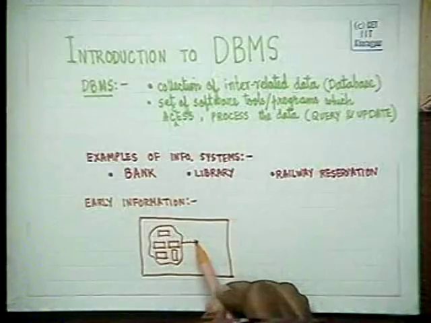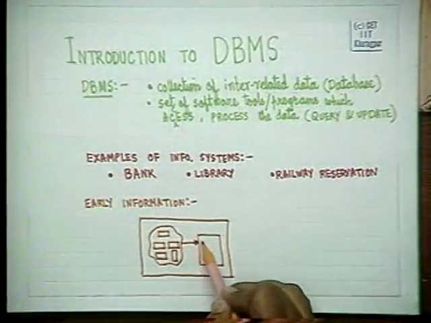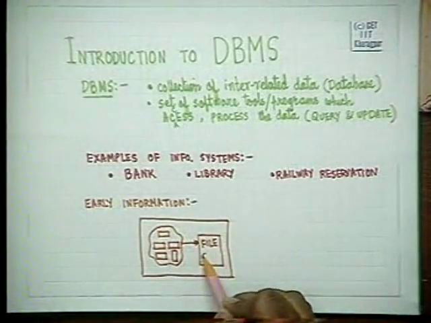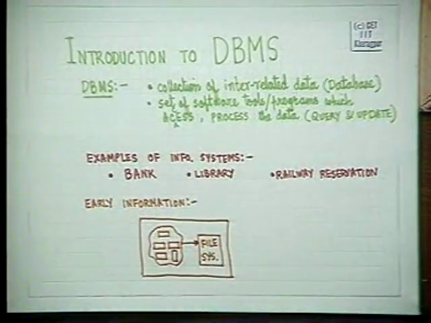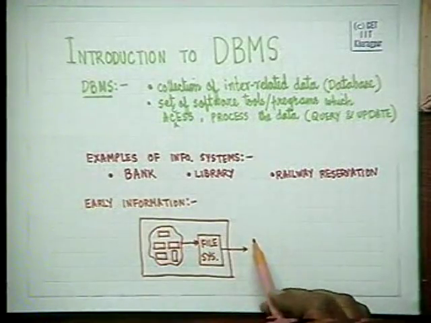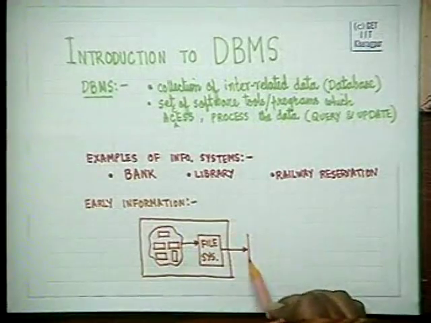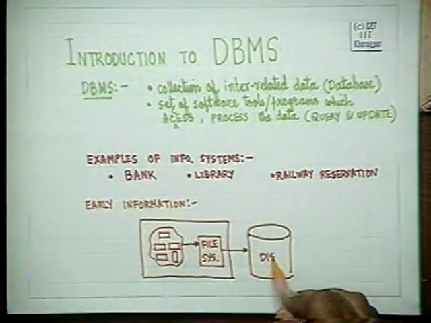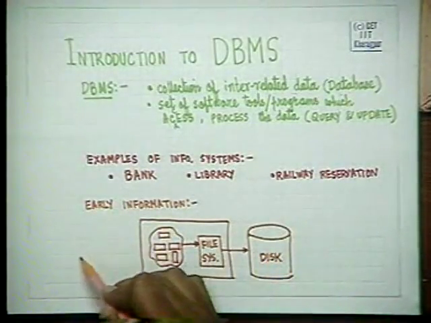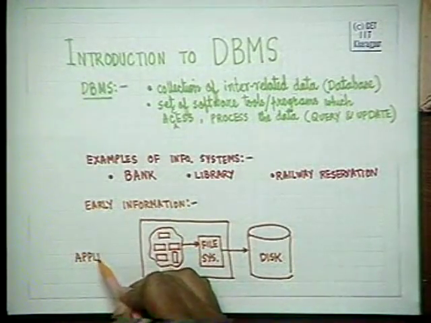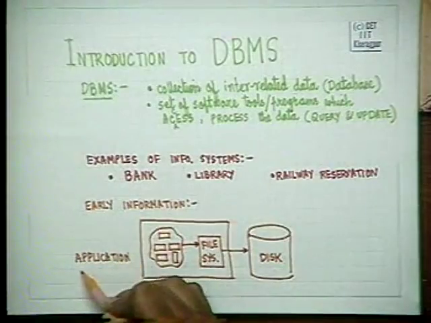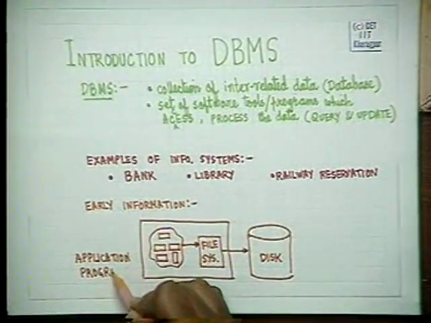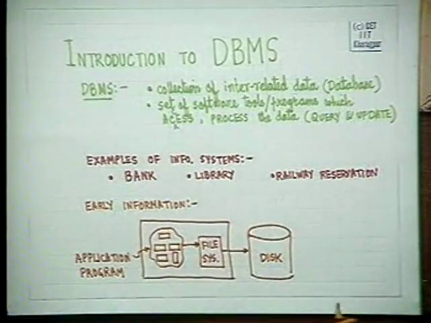That is, the file system which is usually available in the computer operating system provides you a file system, every operating system, and this file system directly accesses what is called the disk where all the data is stored. So you had this disk. And you had a large number of application programs, and these application programs were written to directly access the file system over a period of time.